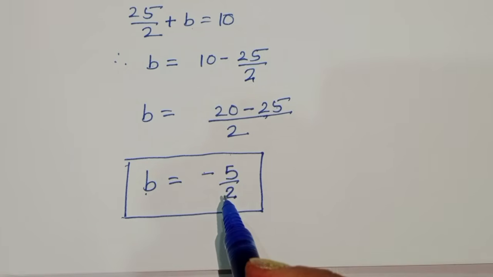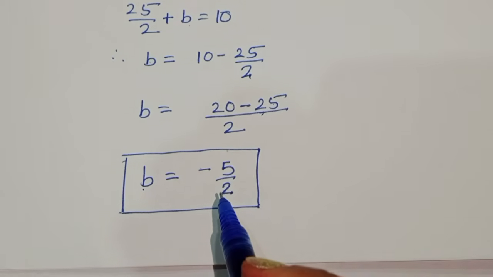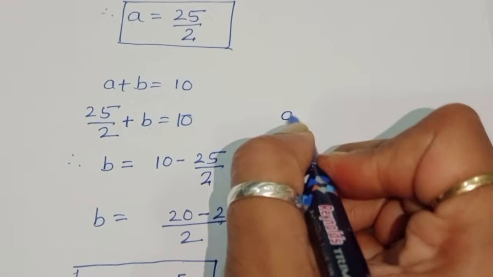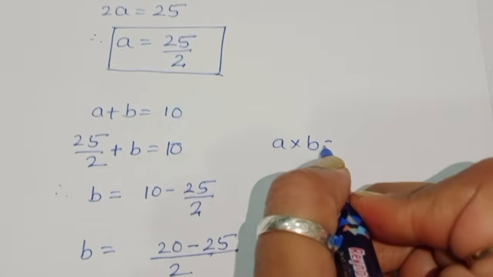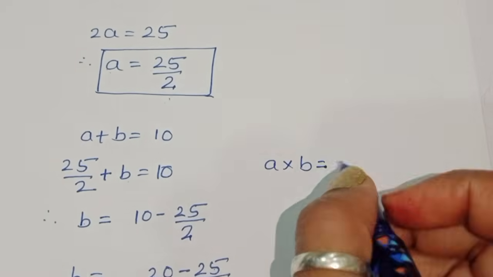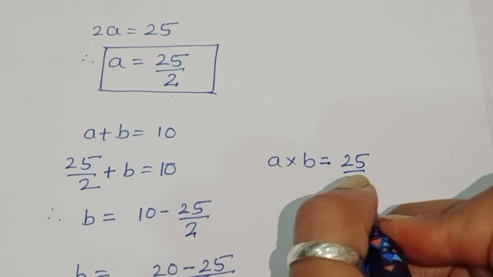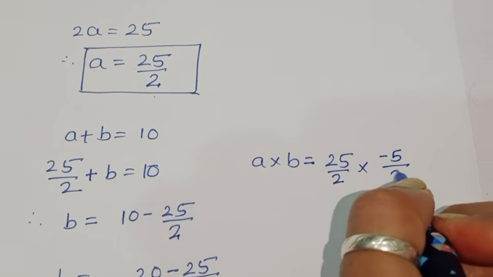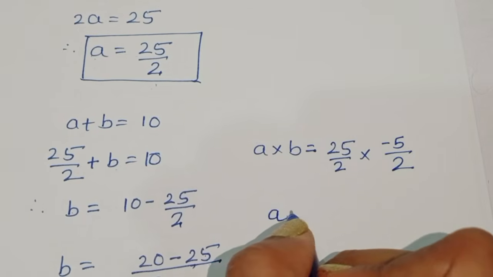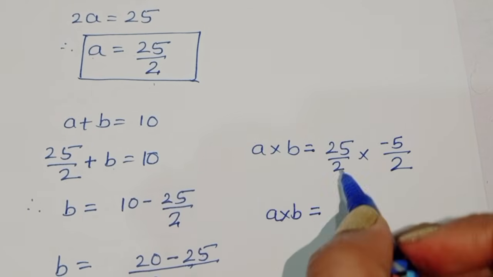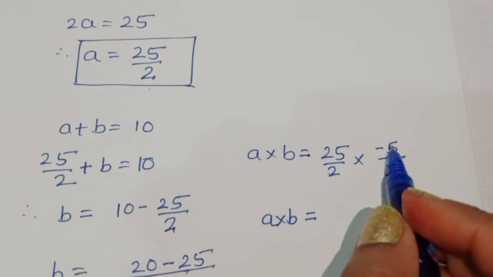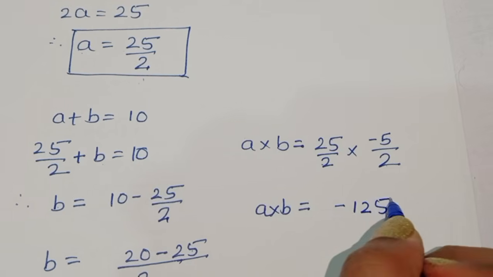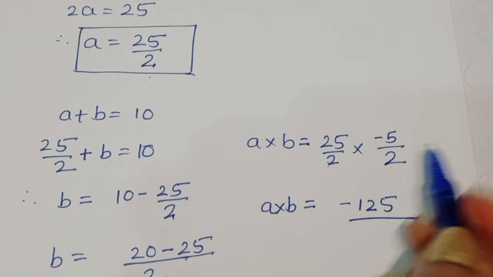But in the question we have to find the value of a times b. This is given, right? Now we have to multiply these values. So a times b is equal to 25 by 2 times minus 5 by 2. 5 times 25 is 125, so it becomes minus 125 divided by 2 times 2, which is 4.